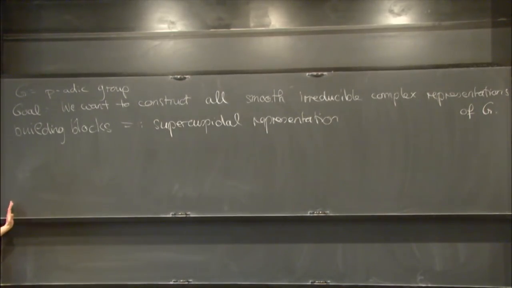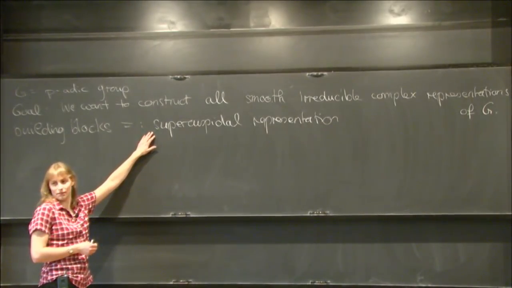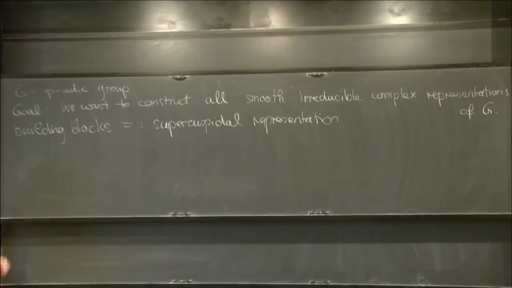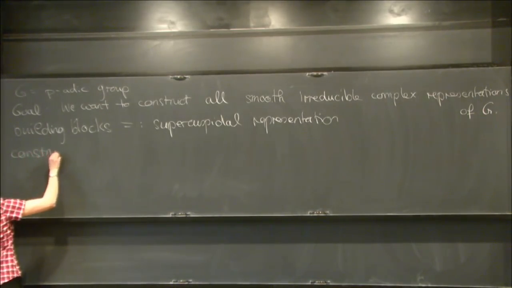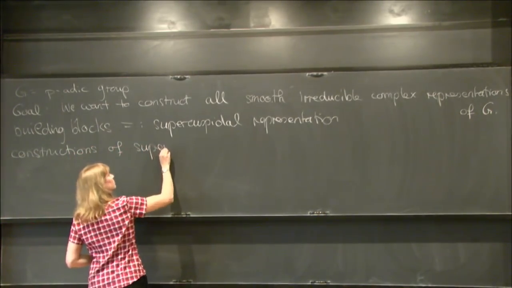All right, so what's our goal? Our goal is to construct supercuspid representations, because these are the ones that are very difficult to write down. They are very mysterious. So what's known? So what are the constructions of supercuspid representations?